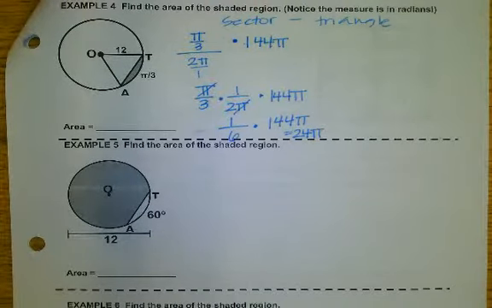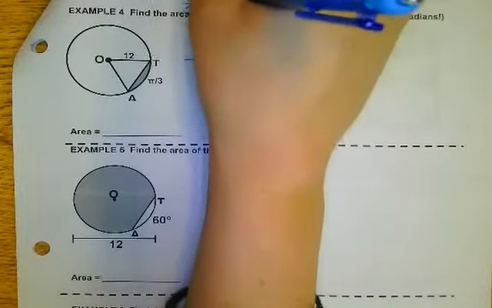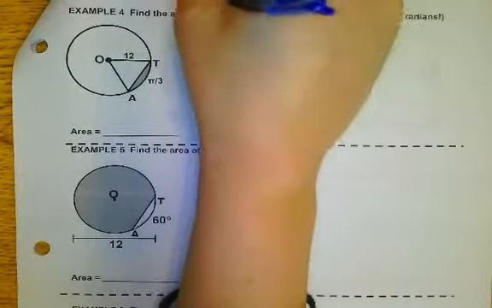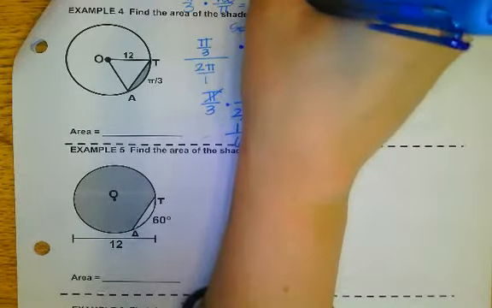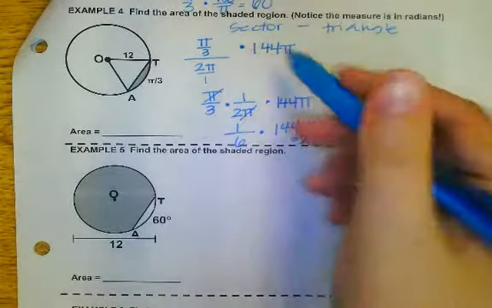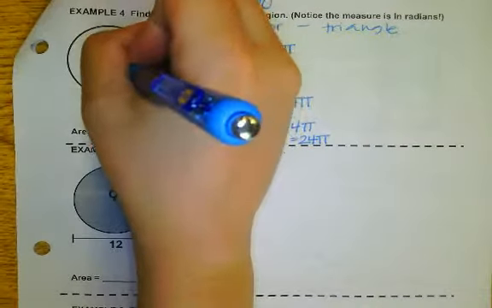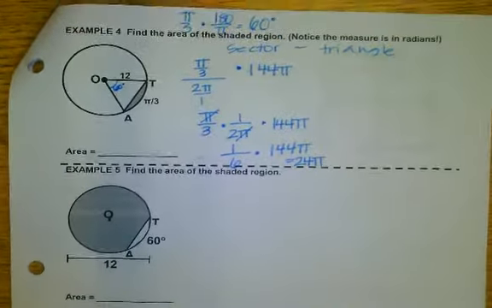Convert your radians to degrees real quick. So pi over 3 times 180 over pi. So what's your angle? 60. So if you wanted to do that from the beginning and use the other formula, that's fine. You can do the reference. It's from last class, conversions.